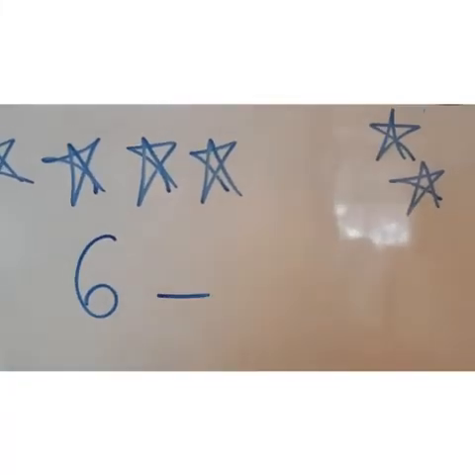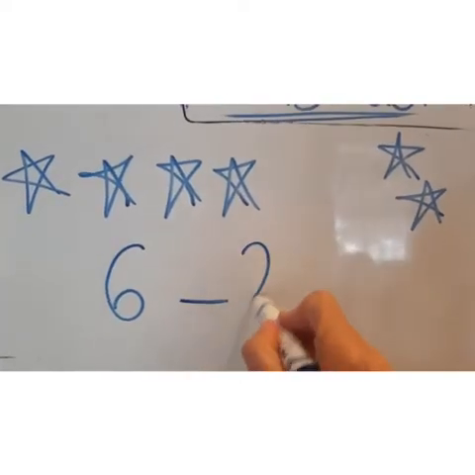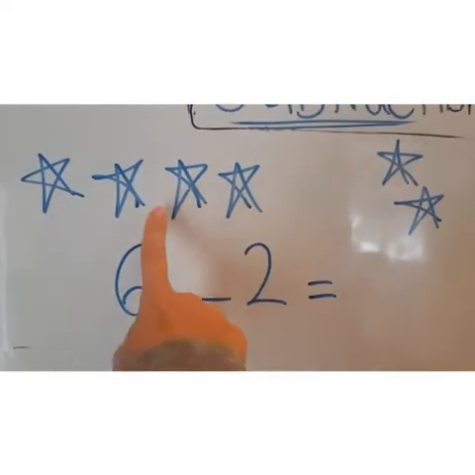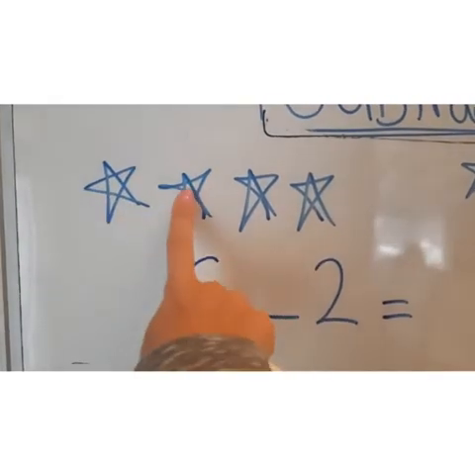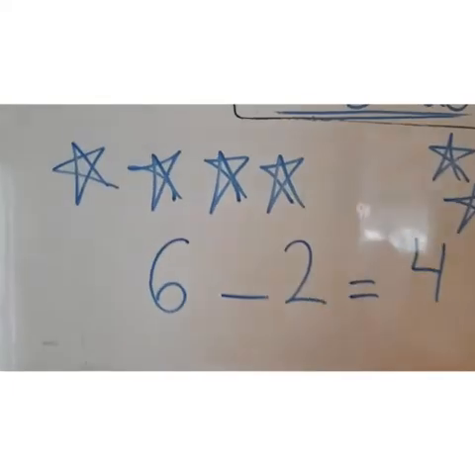Then you put the subtraction sign. Then you say how many are going away. Look here, 1, 2. So you say 2 are going away. Then you put the equal sign. How many are left for your stars here? 1, 2, 3, 4. You write your answer.